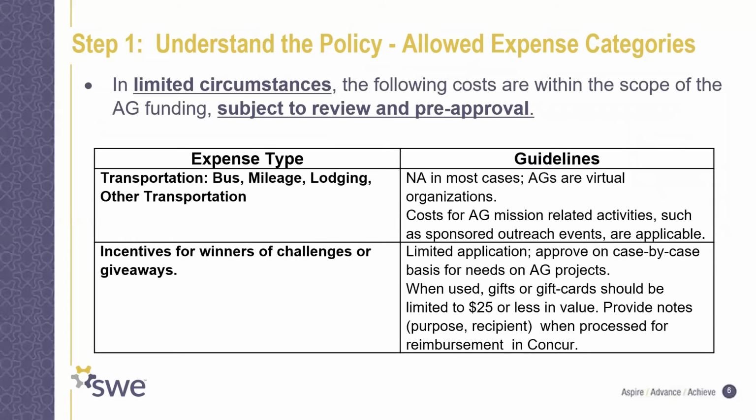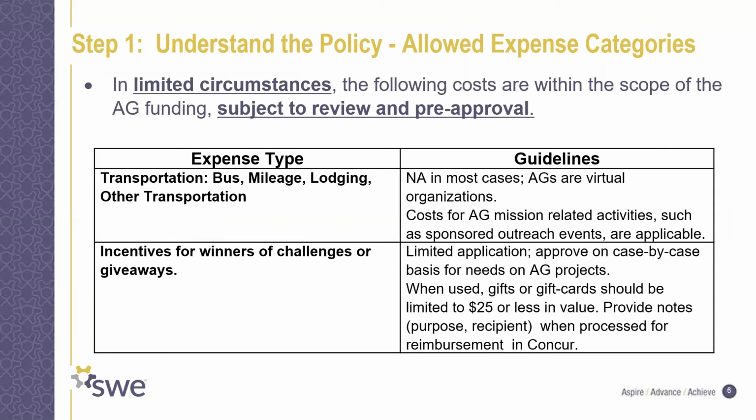Some expenses are allowed in limited circumstances. Incentives for winners of challenges or giveaways at AG events can be funded if pre-approved. A $25 value limit for gift cards and gifts used for this purpose has been established by the committee. You will need to keep track of recipients' names for your expense reimbursement.